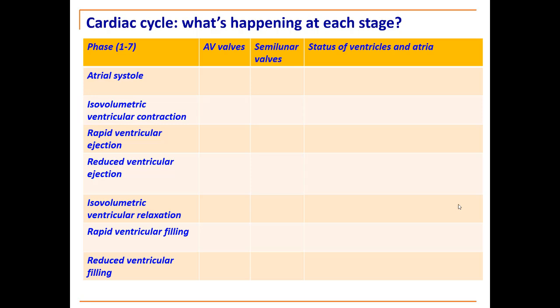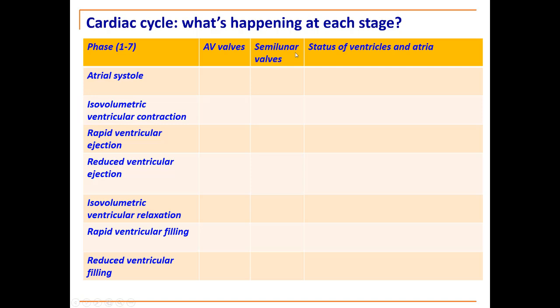The final little thing I'm going to ask you to do, and you're going to have quite a long pause for this one, is I want you to look, we're going to go through each of the phases of the cardiac cycle that we've just done. So atrial systole, isovolumetric ventricular contraction, etc. And I just want you to tell me at each phase, are the atrioventricular valves open or closed? Remembering that's your tricuspid and your mitral valves. And what about your semilunar valves at that stage?